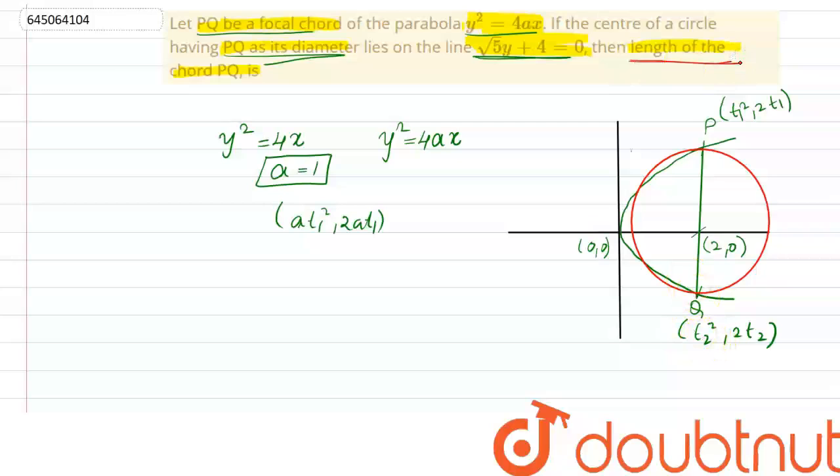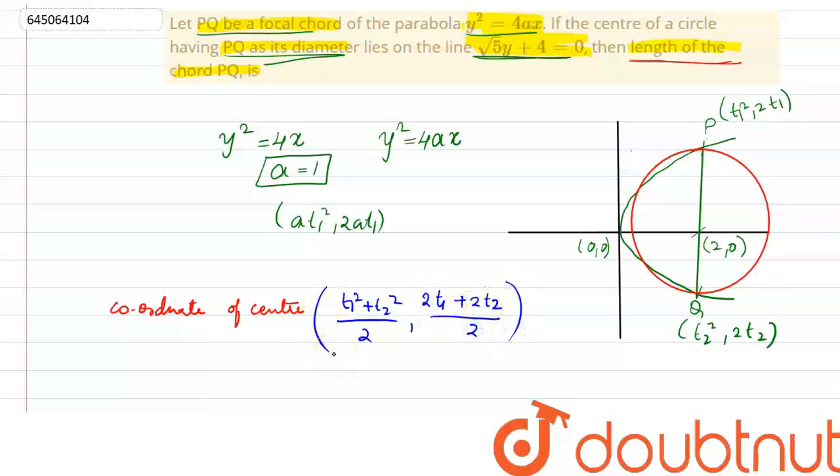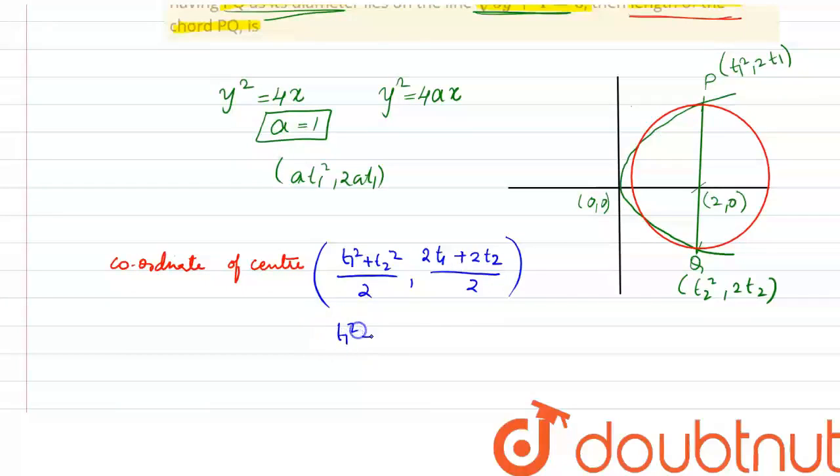Now for this circle, what is the coordinate of the center? The coordinate of the center of this circle is nothing but, since PQ is the diameter, the midpoint of PQ is the center. Therefore, we get t1 square plus t2 square divided by 2, and 2t1 plus 2t2 divided by 2. This is our coordinate of the center. The x coordinate is t1 square plus t2 square divided by 2, and the 2 is common, so we get the y coordinate as t1 plus t2.